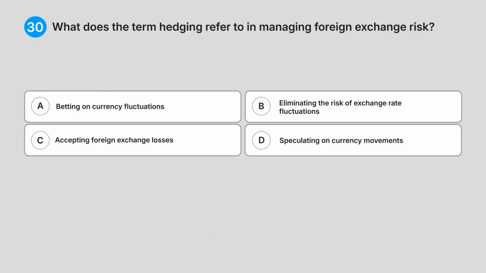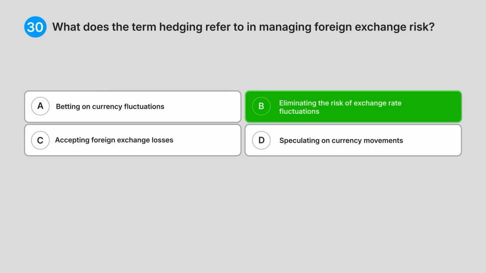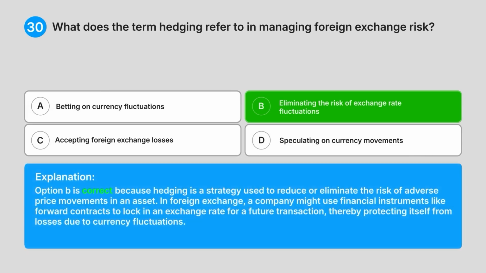Correct answer. B. Eliminating the risk of exchange rate fluctuations. Explanation. Option B is correct because hedging is a strategy used to reduce or eliminate the risk of adverse price movements in an asset. In foreign exchange, a company might use financial instruments like forward contracts to lock in an exchange rate for a future transaction, thereby protecting itself from losses due to currency fluctuations.